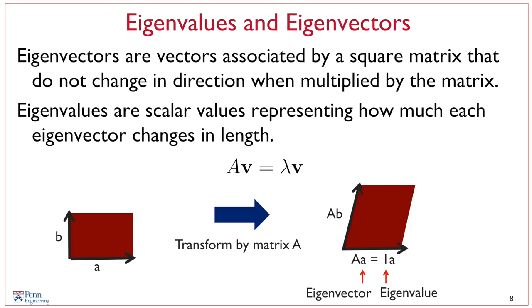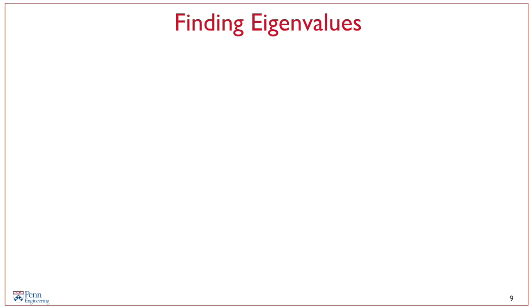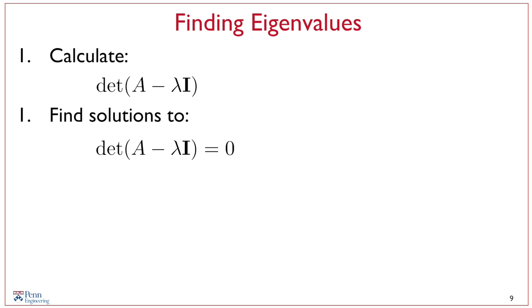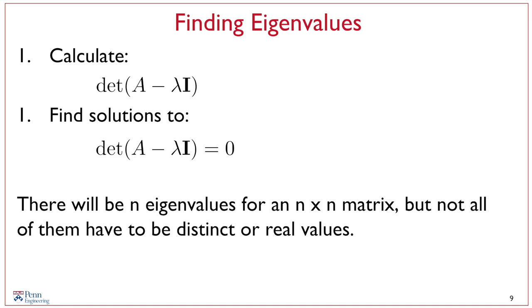Given an arbitrary matrix, how can we find its eigenvalues? To do this, we first calculate the determinant of A minus λI, where I is an identity matrix that is the same size as A. Then, we find the values of λ that are solutions to the equation determinant of A minus λI equals 0. For an n by n matrix, there will be n eigenvalues. However, not all of these eigenvalues have to be distinct or real.